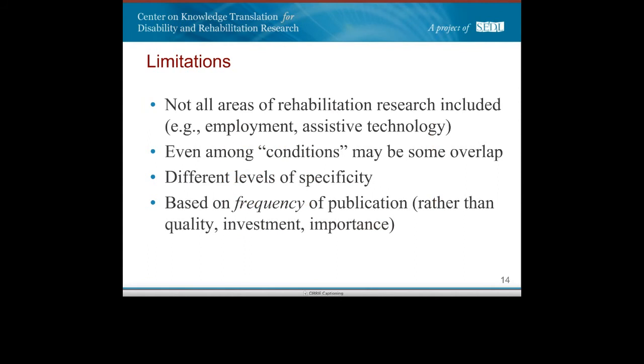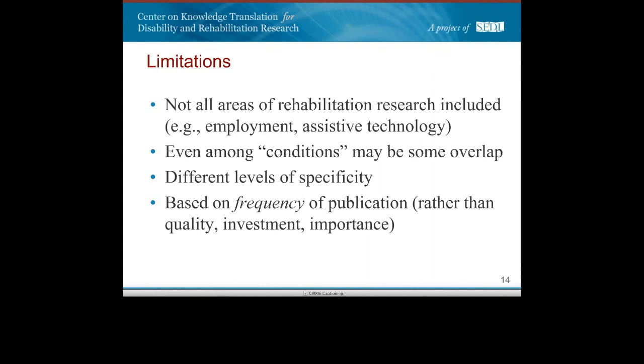There were some limitations to the study. We didn't look at all areas of rehabilitation research. We only did the health and function aspect. So we did miss out on things like employment and assistive technology. We did this because we were trying to limit the amount of duplication of articles considered, because some articles, for example, could have been about employment of blind persons or assistive technology and stroke, and we were trying to count each article only once.